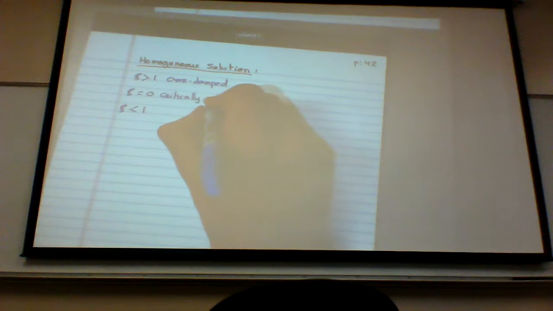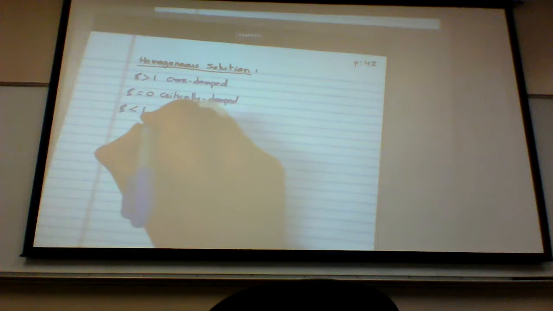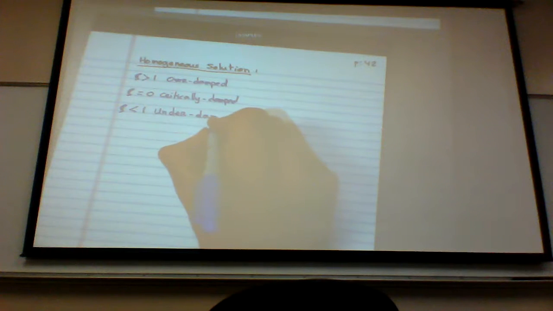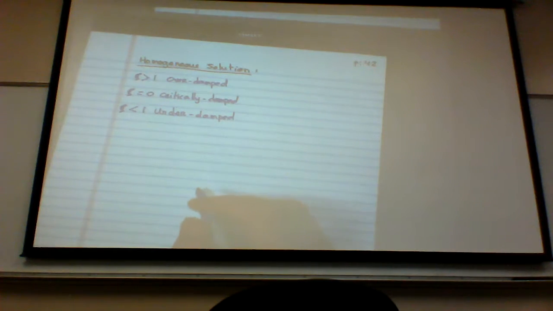This one is when we had the two roots equal one to the other, which is called the critically damped. And this one is the underdamped. Let's call these A, B, and C.